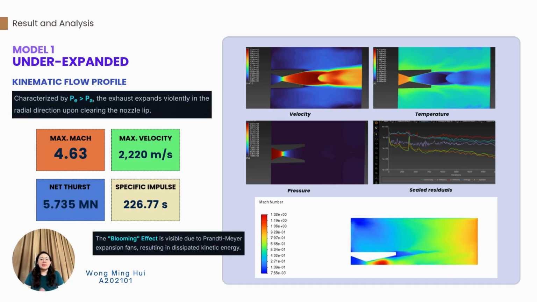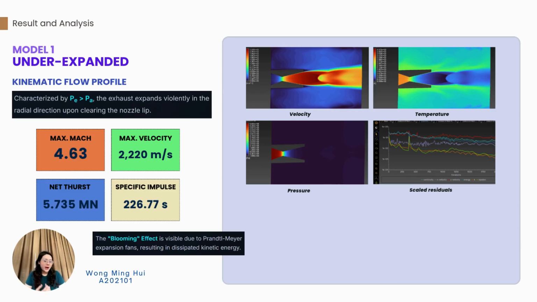Starting with our under-expanded model, we observe that the nozzle axis pressure is significantly higher than the ambient pressure. Because the exhaust gas is not fully expanded within the nozzle, it continues to expand rapidly outward after exiting. This causes the characteristic blooming effect you see in the contour map.